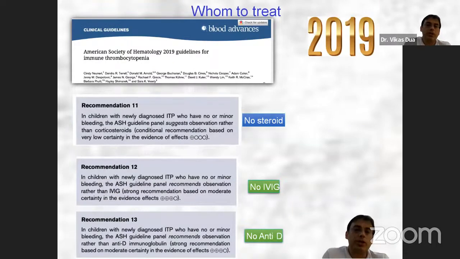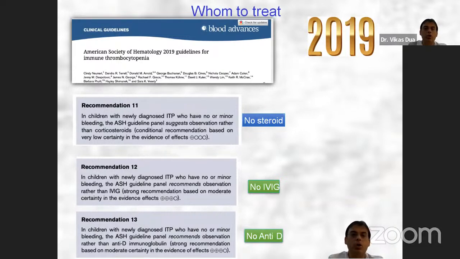Even the American Society of Hematology published their guidelines in 2019, and if you look at this, in children with newly diagnosed ITP who have no or minor bleed, the ASH guideline panel suggests observation rather than steroids. So no steroids if somebody has no or minor bleed.